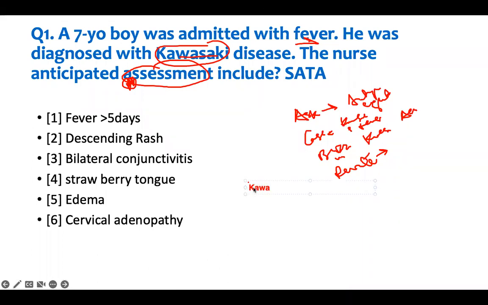Kawasaki is a vasculitis, basically inflammation of your vessels. It affects every vessel. The most common vessel is the coronary artery, which is the dangerous one. And the risk is aneurysm. This is number one. So it causes aneurysm. And that's why this is very dangerous for this patient. There's a way I remember this problem, I call it CREAM, okay?